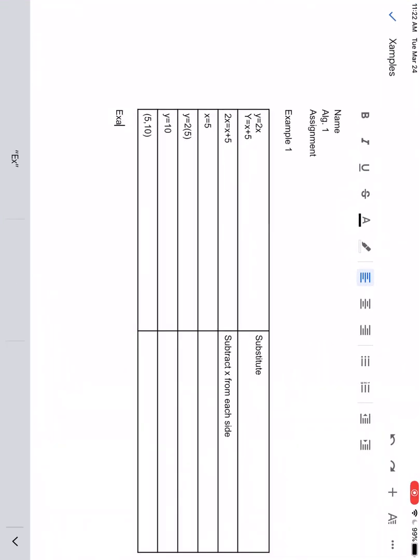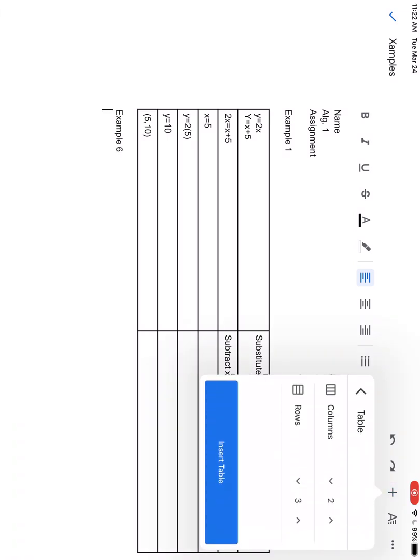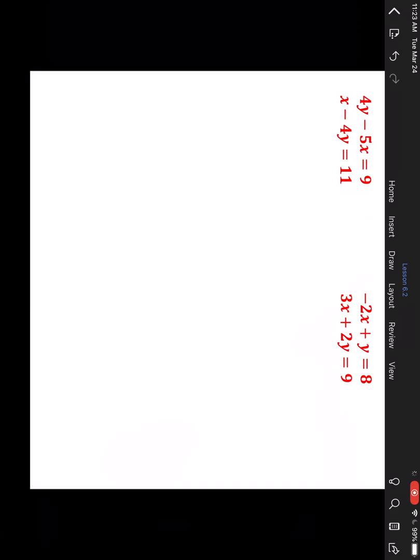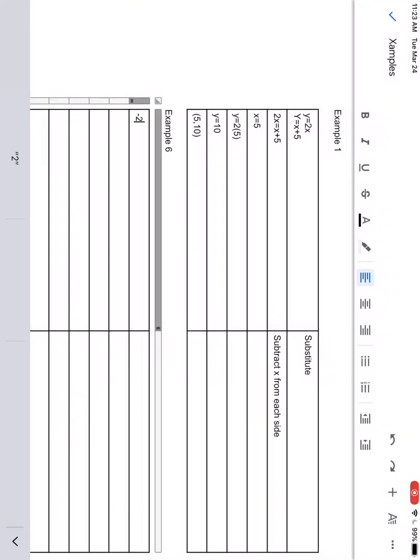So let's see. This is example 6. I need myself a table with 2 columns, and quite frankly, I'm probably going to need a bunch of rows, so let's go with like 12. That might be overkill, but there's no good kill like overkill. So negative 2x plus y equals 8, and 3x plus 2y equals 9.